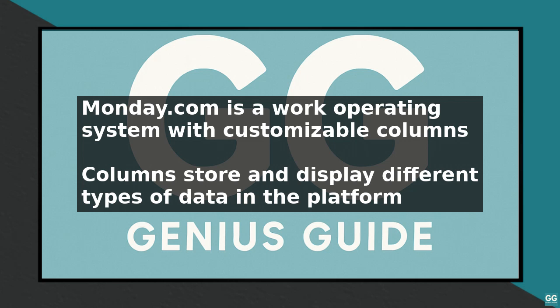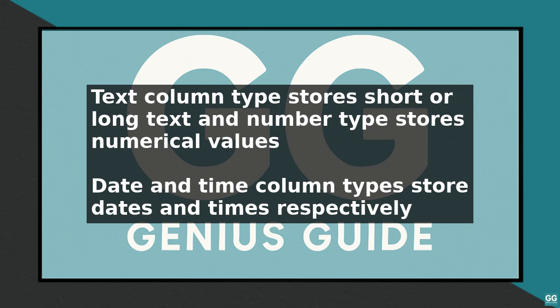Columns are a fundamental part of the platform, and they are used to store and display different types of data. There are several column types in Monday.com, including text, number, date, time, and more. The text column type is used to store short or long text, while the number column type is used to store numerical values. The date column type is used to store dates, and the time column type is used to store times.